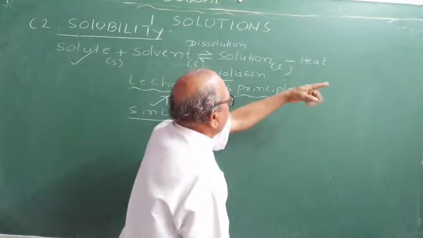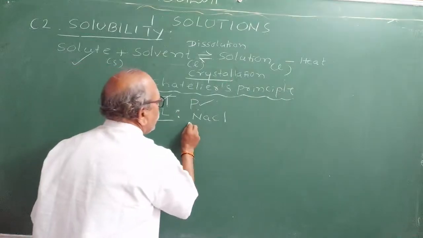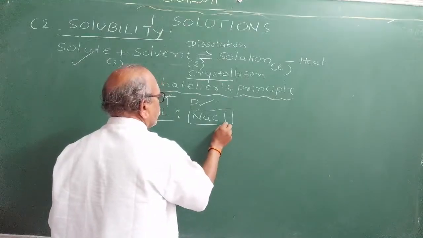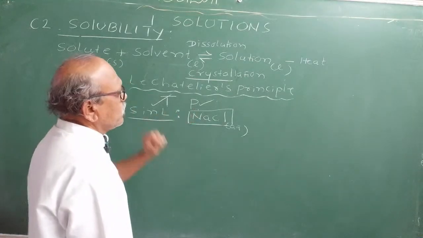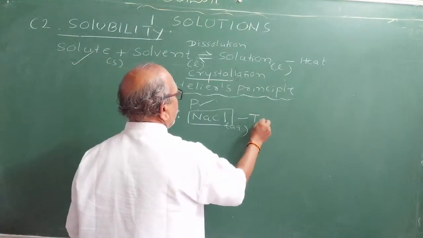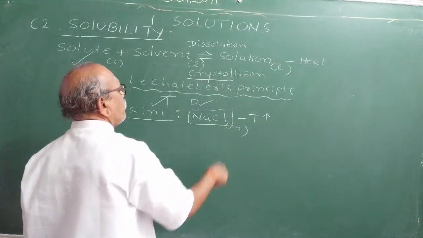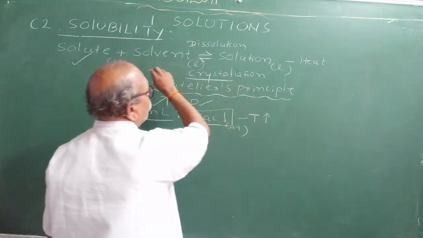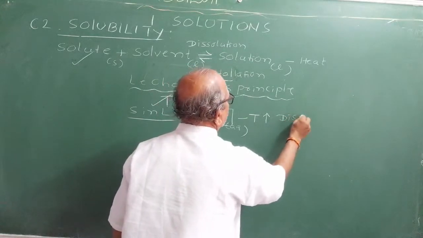Therefore, excess heat must be subtracted from it, as we write in the equation. If a particular dissolution is endothermic, like sodium chloride in water, it will absorb heat energy. In that case, what is the effect of temperature? We discussed that as the temperature is increased, in order to attain the equilibrium back, the endothermic reaction should take place. Therefore, the dissolution increases, means the forward reaction.